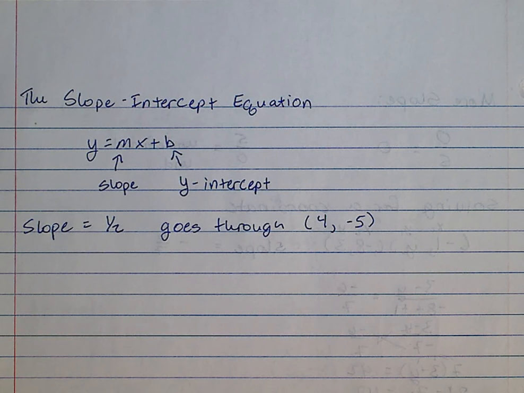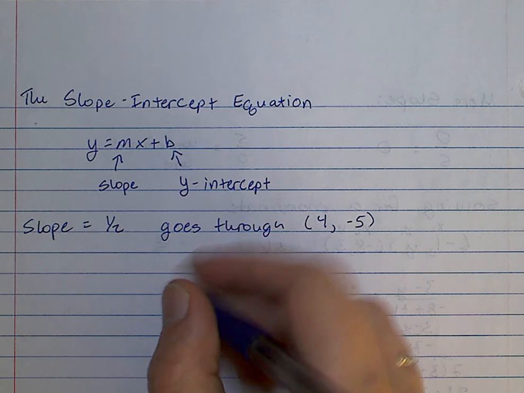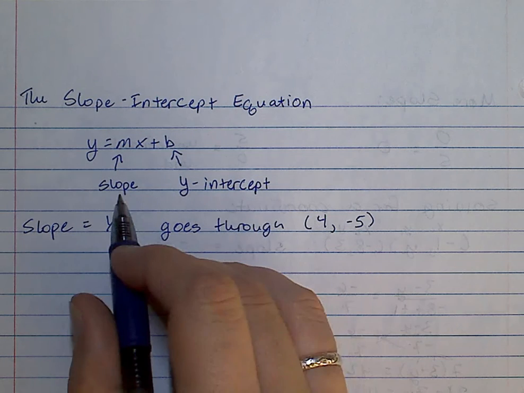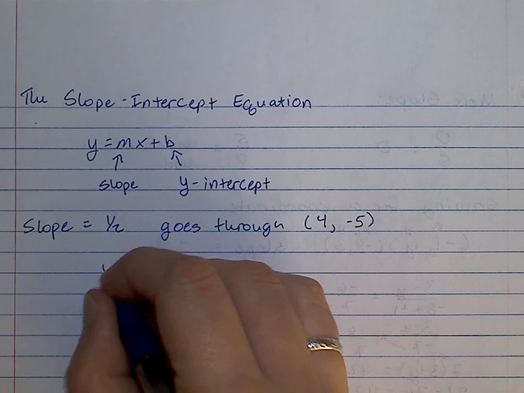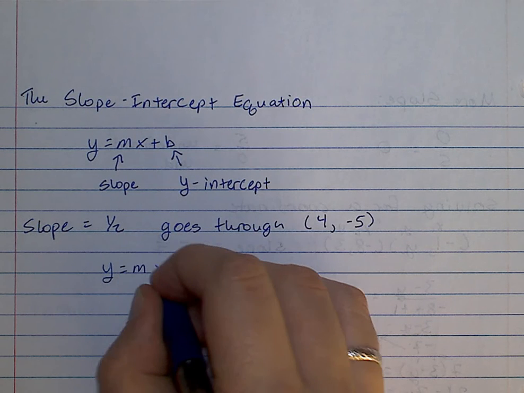So there's a couple different ways that you can do this. I'm going to show you the way that most Algebra 1 students prefer first. Later on, I'll show you another equation that I actually prefer and that I use more, but most Algebra 1 students don't like it. And so it's using the slope-intercept equation. So we're going to use y equals mx plus b. So I'm just going to rewrite it first. Y equals mx plus b.